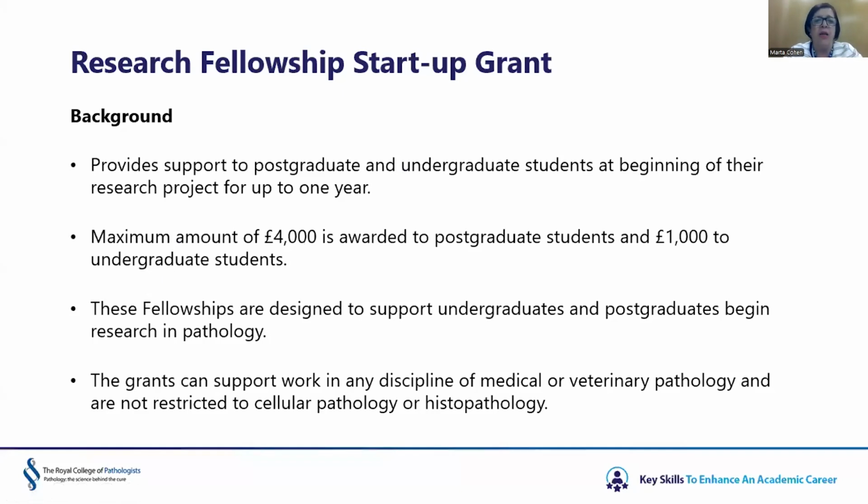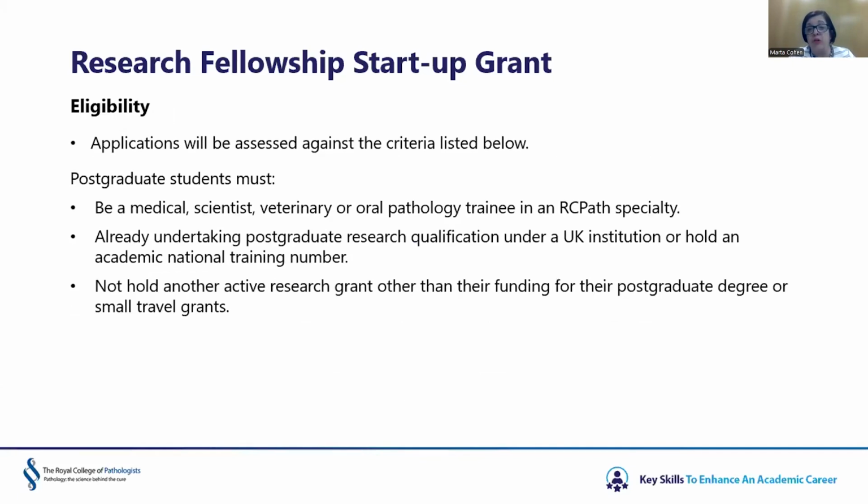Okay, so I would like to provide some background on the research fellowship startup grants, which provide support to postgraduate and undergraduate students at the beginning of the research project for up to 1 year. The maximum amount is $4,000 that is awarded to a postgraduate student and up to $1,000 to undergraduate students. And these fellowships are designed to support the students, both undergraduate and postgraduate, to begin their research in pathology, to develop an academic career. The grants can support work in any discipline of medical or veterinary pathology, and are not restricted to cellular pathology or histopathology. Which is the eligibility?